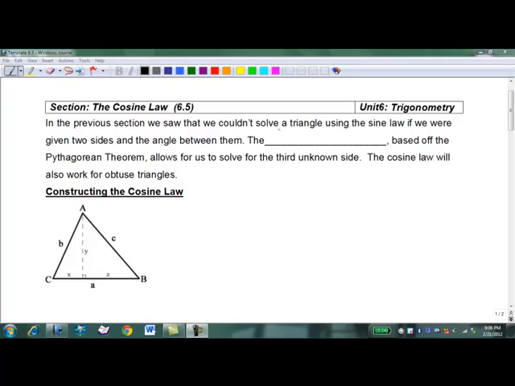Welcome to Trigonometry for Pre-Calculus Math 11. Today we're taking a look at the cosine law, which is section 6.5 from the book.